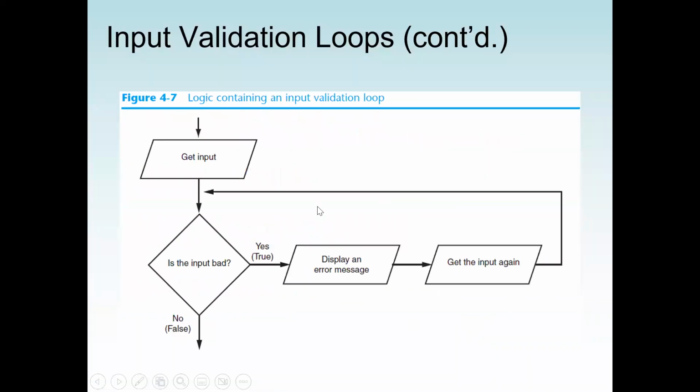So this is the best way to validate the input. First we get the input from the user, then we have a condition. The diamond symbol in this diagram means a decision statement. We're going to have a decision to make, either true or false, yes or no. So, is the input bad? If yes, then we display an error message and tell the user to enter a new input. Until the user enters a good input, we do not allow the input to go through the program to be processed.